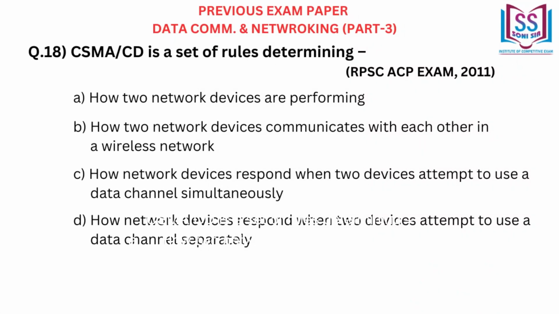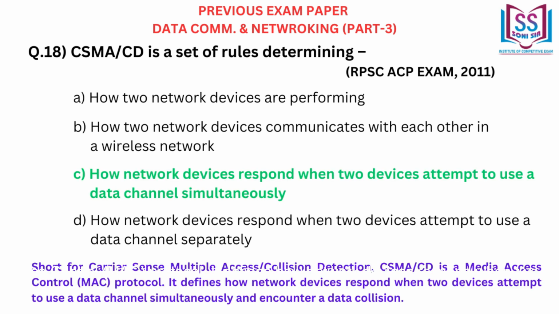CSMACD is a set of rules determining A. How two network devices are performing. B. How two network devices communicates with each other in a wireless network. C. How network devices respond when two devices attempt to use a data channel simultaneously. D. How network devices respond when two devices attempt to use a data channel separately. Correct answer C. How network devices respond when two devices attempt to use a data channel simultaneously.